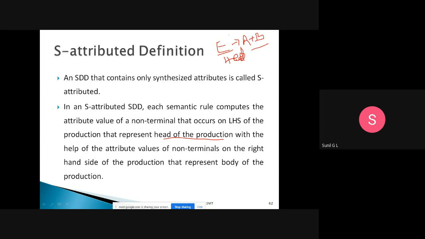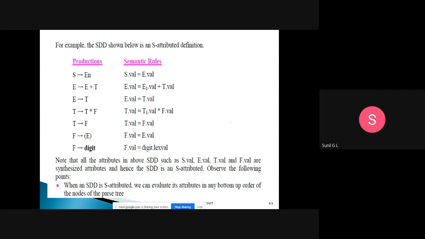The body of the production is nothing but a plus b, these are the non-terminals. Here, when you compute the E value with the help of a plus b, that one we will call an S attributed definition. If the semantic rules are like that, then you can easily tell that this will be an S attributed definition. So this is an example of S attributed.